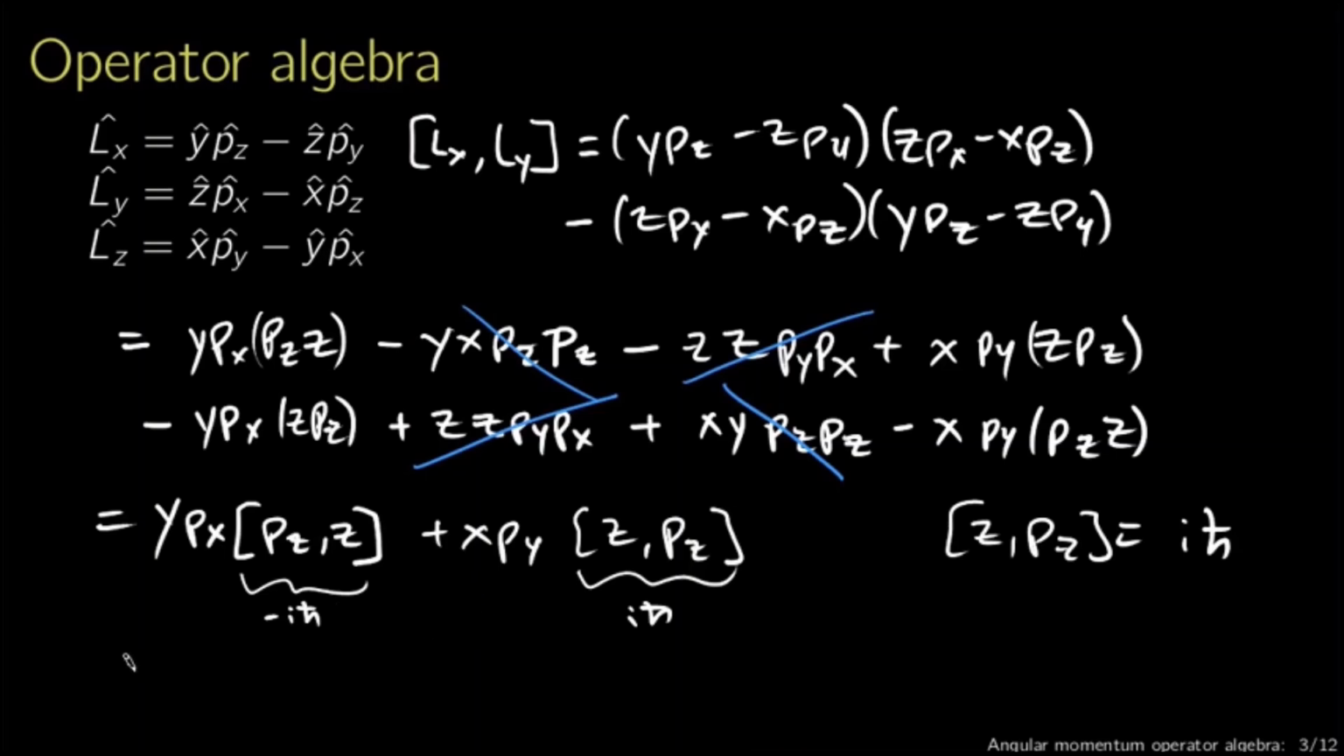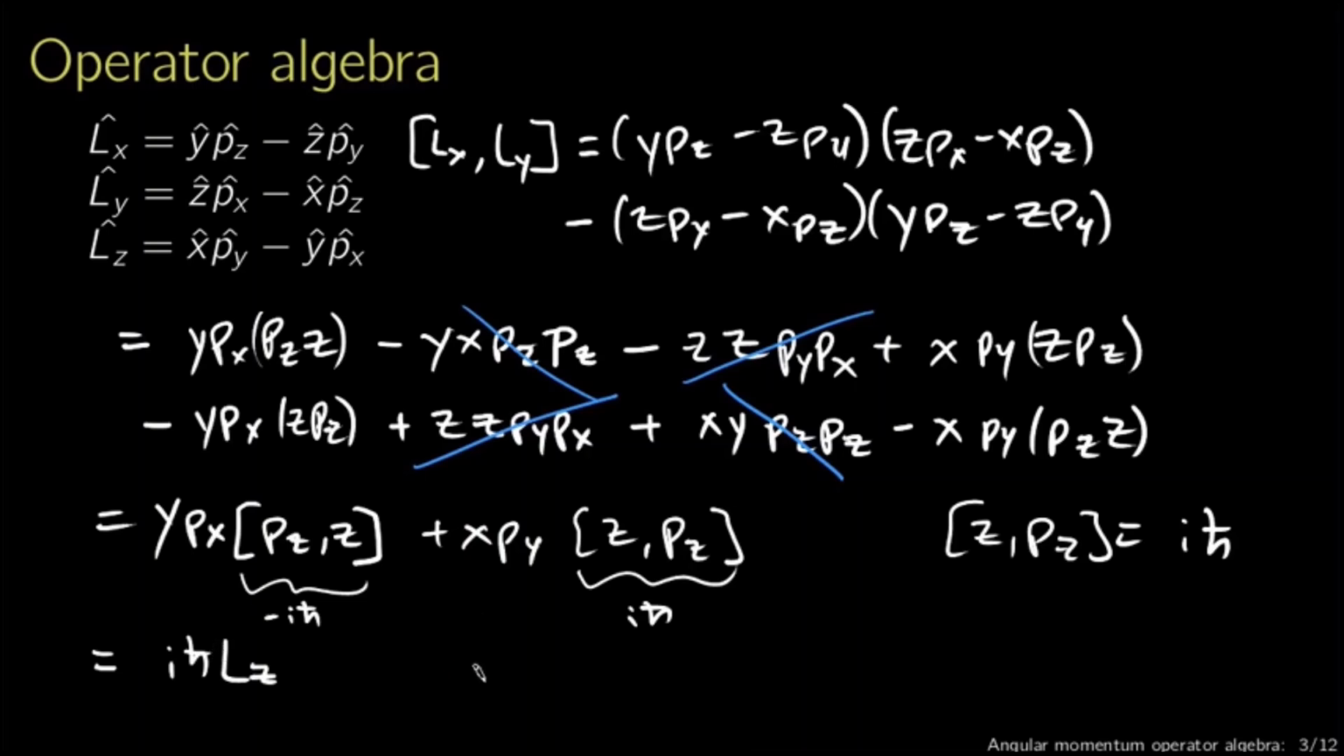So what I'm going to get now, at the end of all this, is y, where'd it go? I have a minus i h bar and I have an i h bar here, so I'm going to factor that out, and I'm going to have a y px and an x py, which should start looking familiar. y px and x py appears in Lz. So this overall expression is just going to be i h bar Lz. So we started out calculating the commutator of Lx and Ly, and we got i h bar Lz.